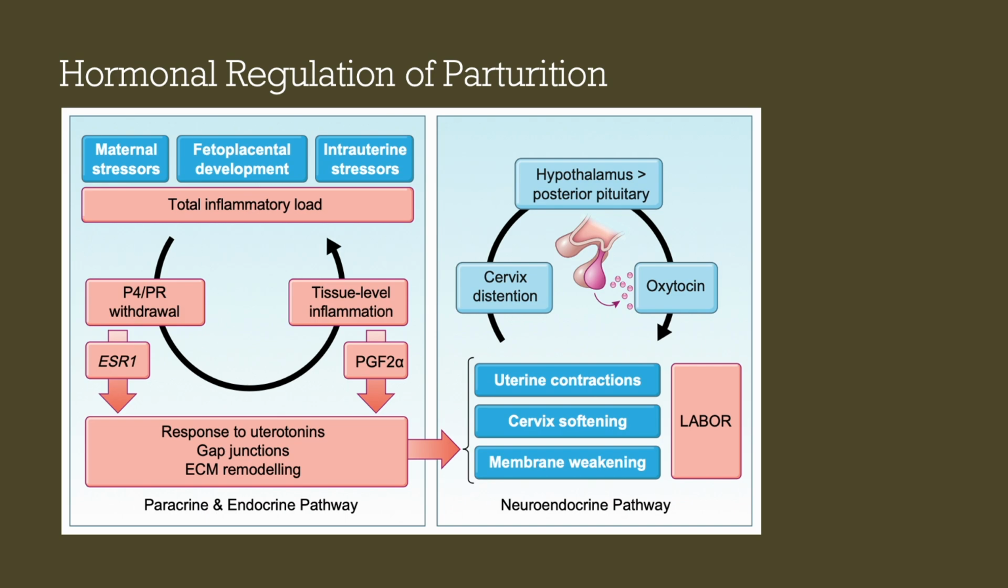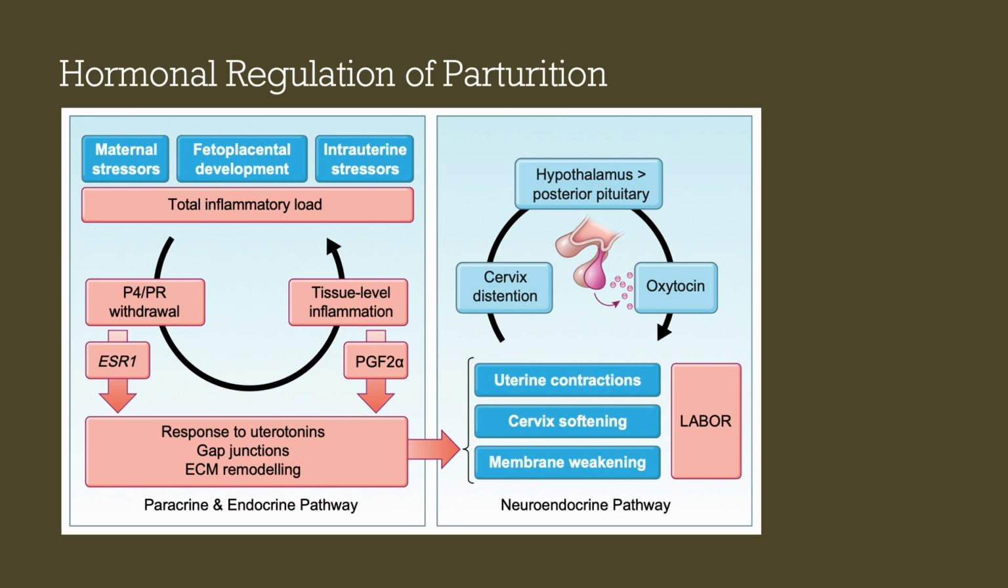In a threshold limited manner, inflammatory load induces progesterone receptor withdrawal, leading to the loss of the P4PR block to labor. And this includes increased local inflammation due to the loss of the P4PR anti-inflammatory activity, leading to increased production of inflammatory cytokines, some of which, such as prostaglandin F2 alpha, are potent uterotonins, will cause contraction.